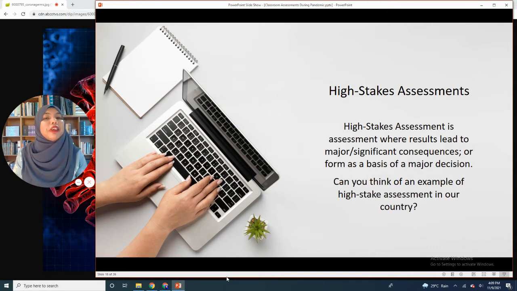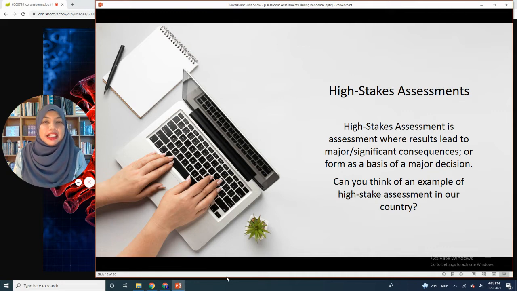We have a number of assessments that are high stakes, but in the sense that we are discussing this issue, it should be SPM, or Sijil Pelajaran Malaysia. That is one of the most high stakes assessments that we have in our country. All right, so what exactly is a high stakes assessment?